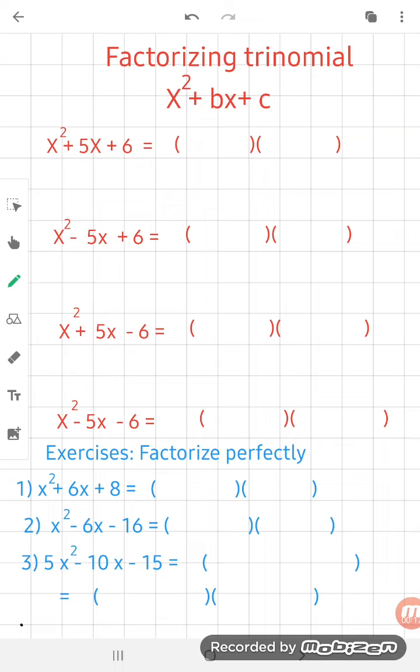Our lesson today: factorizing a trinomial of the form x power 2 plus bx plus c. First, factorize the expression x power 2 plus 5x plus 6.